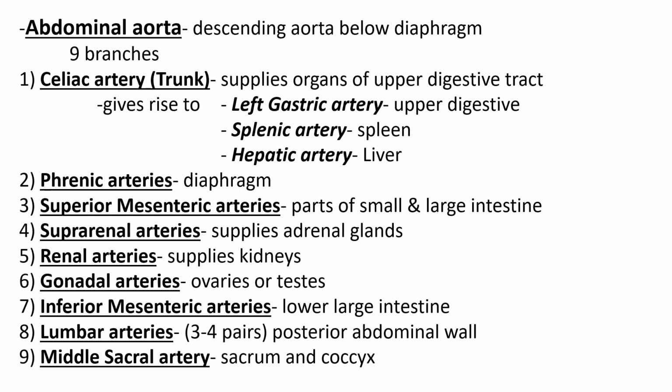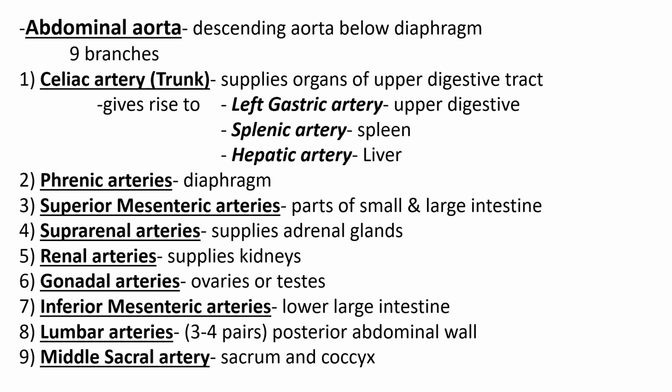As we head down below the diaphragm, we get to the abdominal aorta. And so this is 9 branches. First up is the celiac artery. I prefer celiac trunk because it's a little tiny vessel coming off the abdominal aorta that immediately branches into 3 other vessels. But it's just that little bit and its branches that we call the celiac trunk. So that's just easier for me. You can call it celiac artery or celiac trunk.